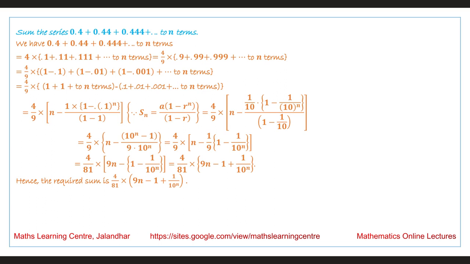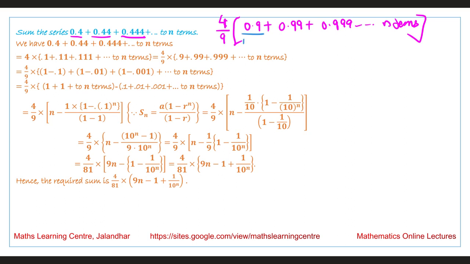Next is sum the series 0.4, 0.44, 0.444. So again we write it in the form 4 by 9 into 0.9 plus 0.99 plus 0.999, so on up to n terms. We have taken 4 common, and we have multiplied and divided this expression by 9. Now look at this term, we can write it as 1 minus 0.1 plus 1 minus 0.01 plus 1 minus 0.001, so on up to n terms.